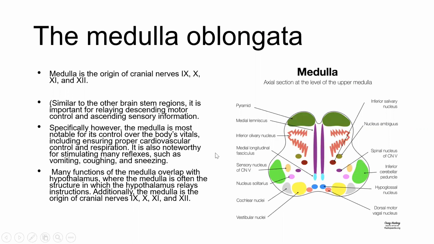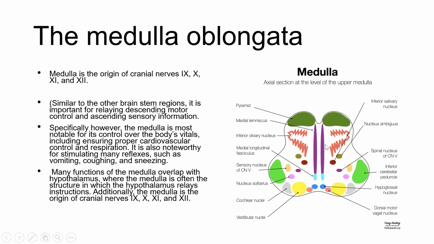Coming towards the medulla oblongata, the medulla is the origin of cranial nerves 9, 10, 11, and 12. It is important for relaying and controlling motor control and sending sensory information. Specifically, however, the medulla is most notable for its control over the body vitals, including ensuring proper cardiovascular control and respiration. It is also noteworthy for stimulating many reflexes such as vomiting, coughing, and sneezing. Many functions of the medulla overlap with the hypothalamus, where the medulla is often the structure to which the hypothalamus relays instructions. Additionally, the medulla is the origin of cranial nerves 9, 10, 11, and 12.